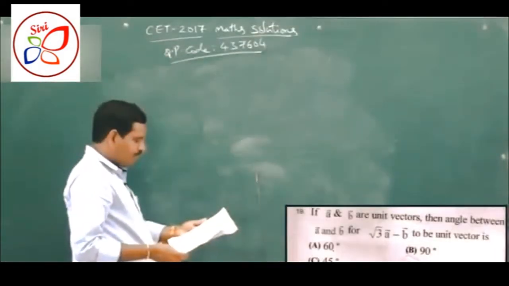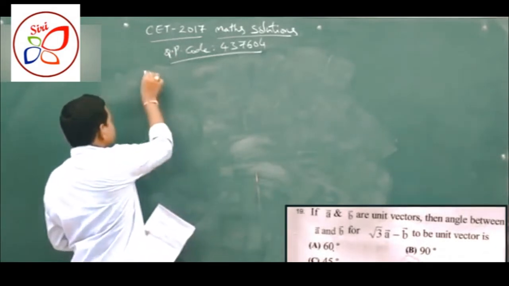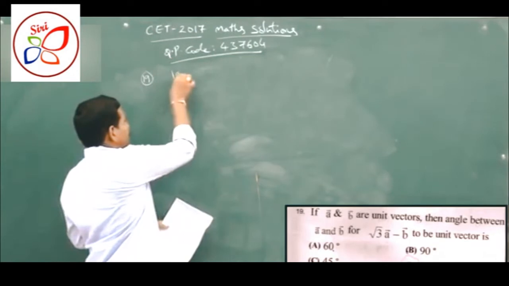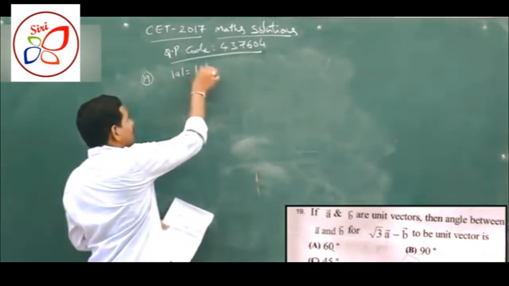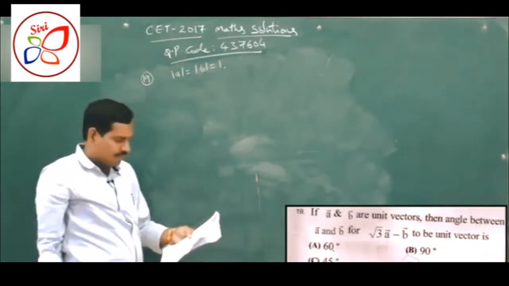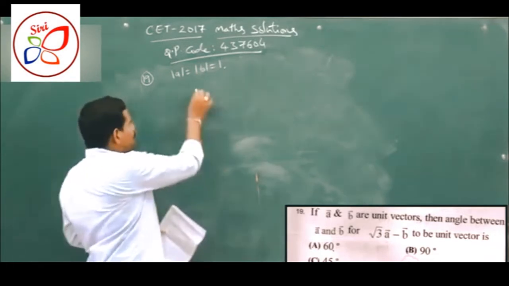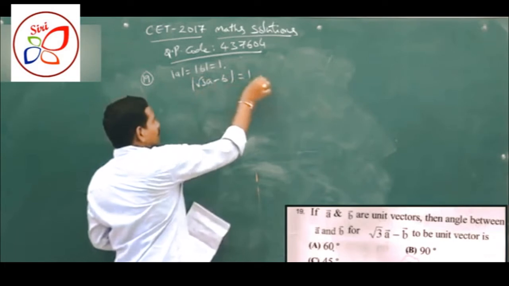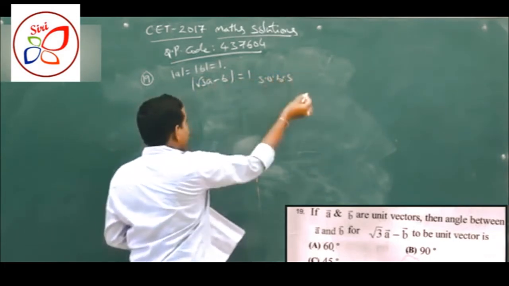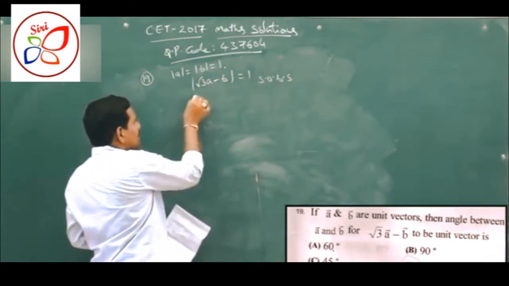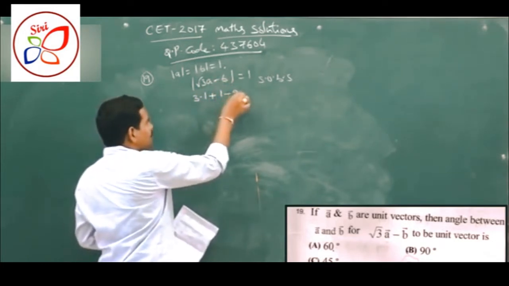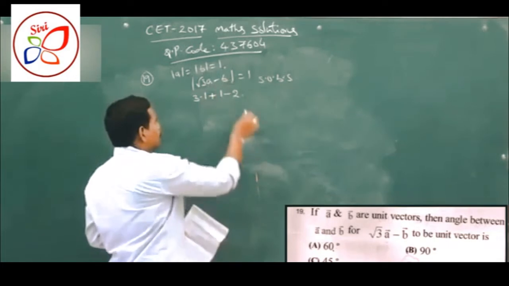Now question number 19. This is from vectors. A, B are unit vectors, so modulus of A is equal to modulus of B is equal to 1, given. Also root 3 into A minus B is also a unit vector. For this, squaring on both the sides, A square means 3 into mod A whole square is 1, B square means 1, minus 2 into A dot B.